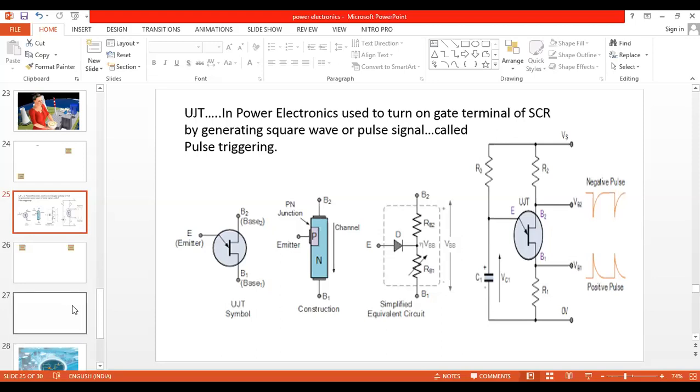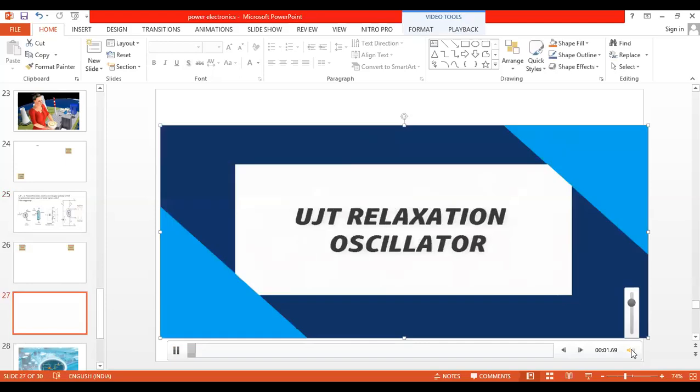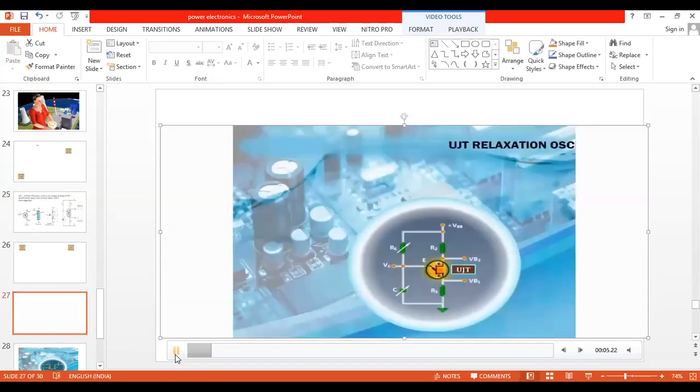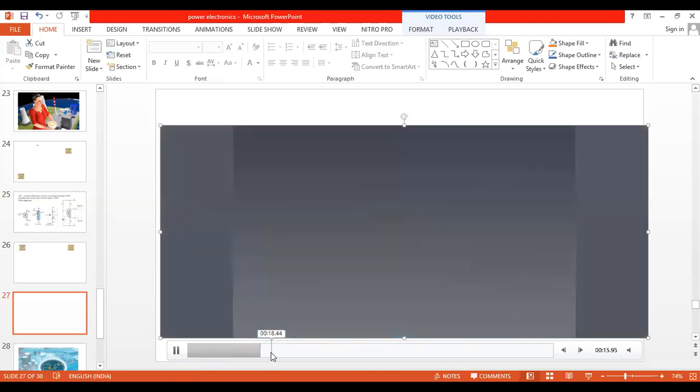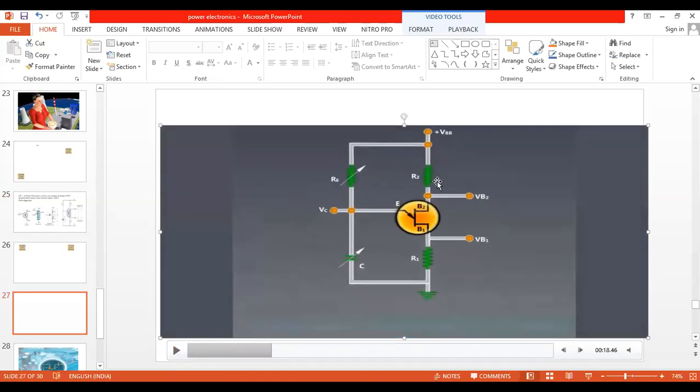It is the UJT acting as a relaxation oscillator. Okay, so we'll see the circuit in detail. I hope after just listening to the circuit, you will be in a mode to explain that one. Right. Let us have a look at the circuit. So how UJT generates a pulse signal is, this is the circuit.